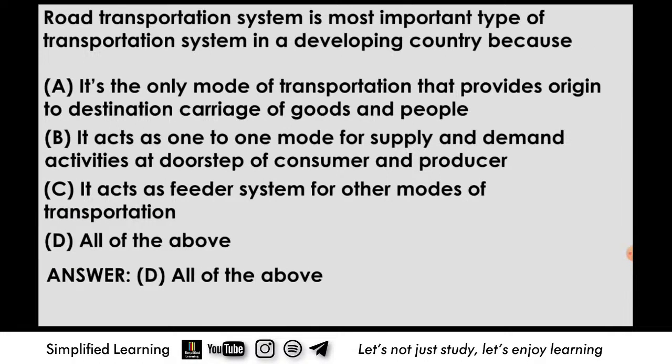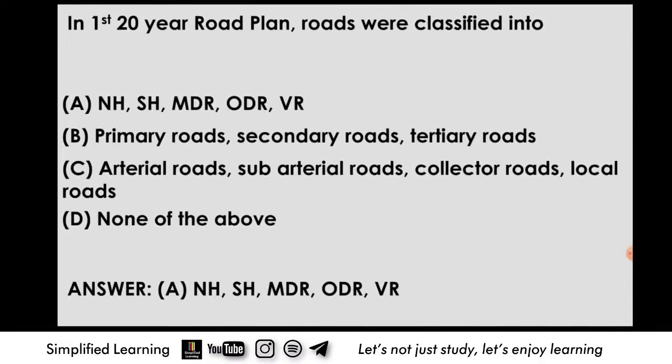Road transportation system is most important type of transportation system in a developing country because it is the only mode of transportation that provides origin to destination carriage of goods and people. Then it acts as one-to-one mode for supply and demand activities at doorstep of consumer and producer. Then it acts as feeder system for other modes of transportation such as air, water and railway. That's why option is D, all of the above.